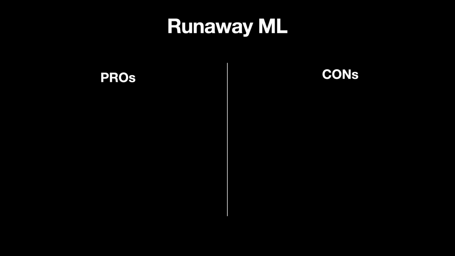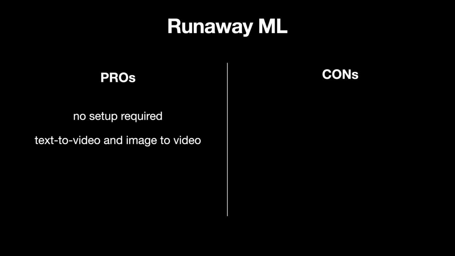So the easiest way to create AI video from the user experience perspective is Runway ML. All you need is just to go to their website and sign in. So Runway ML provides you the following benefits. No setup required. It is very easy to use. As I said, you just sign in the website and you can start your video generations. And it supports both text to video and image to video. So you can generate them just from prompt or from image reference.